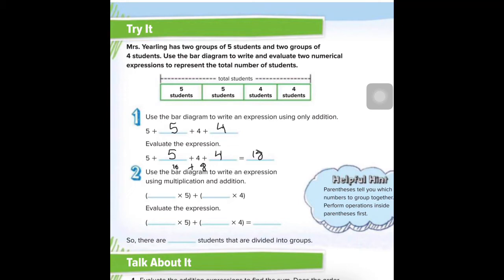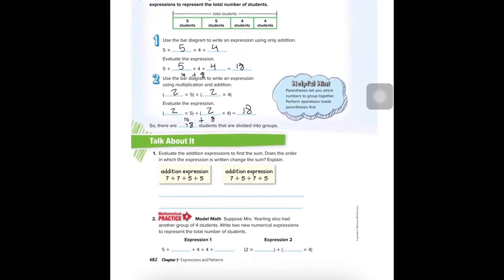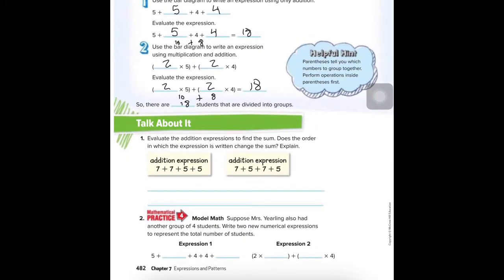Using the bar diagram to write an expression, use multiplication and addition. Here we had 2 5s and 2 4s. So then we can write it as a multiplication problem. 2 times 5 is 10, and 2 times 4 is 8. Then we're going to do 10 plus 8 is 18. So there are 18 students that are divided into groups. I know this seems really basic, but it'll help you out in the next chapter.